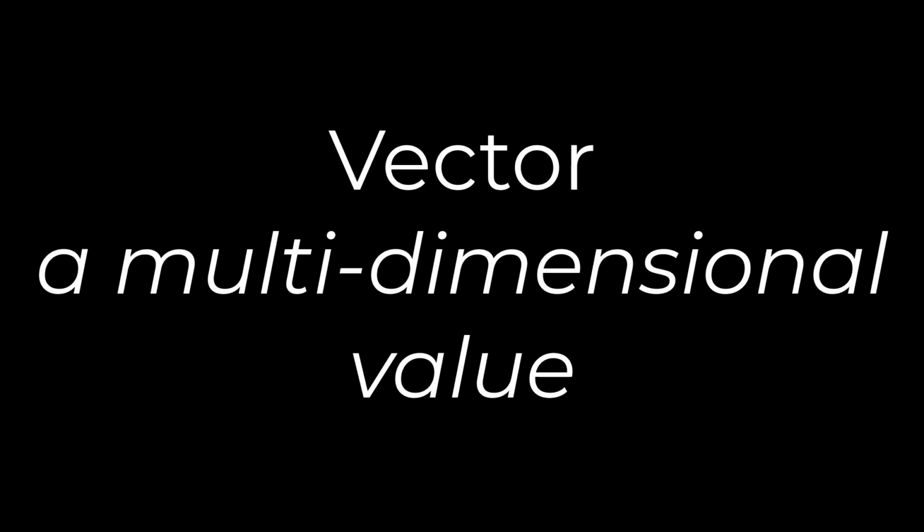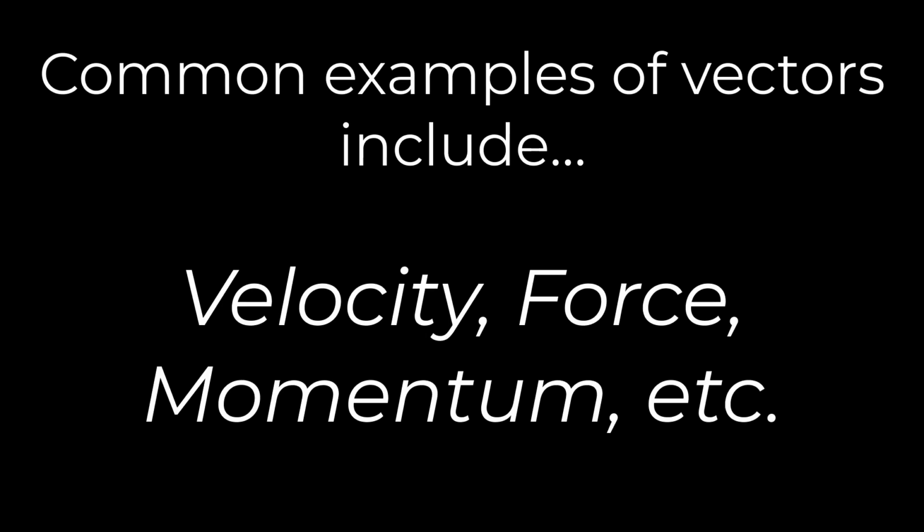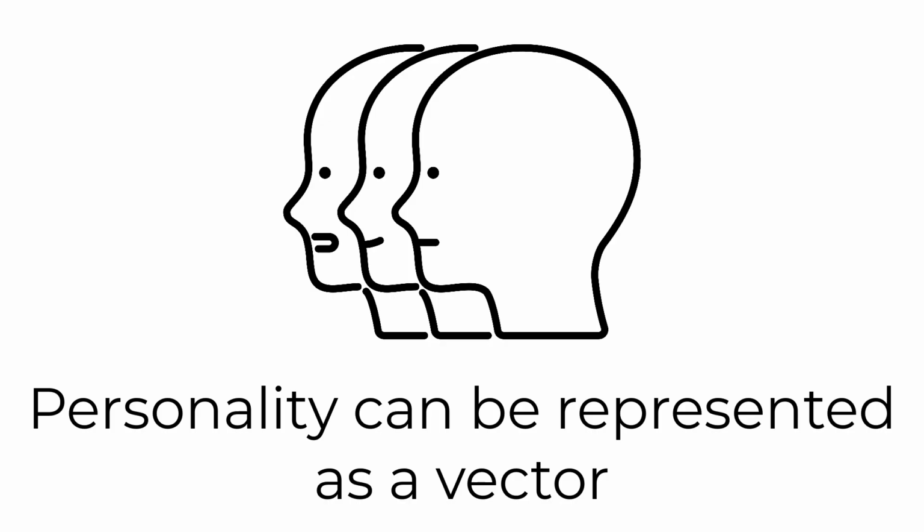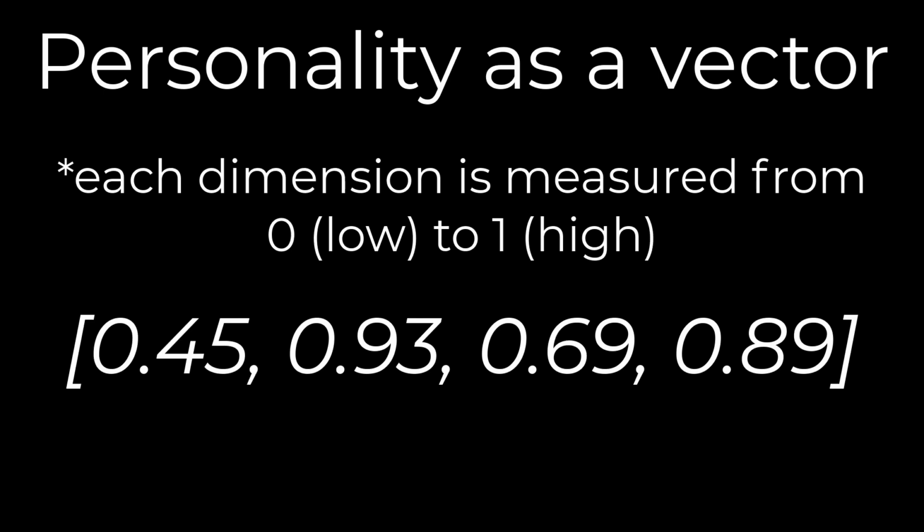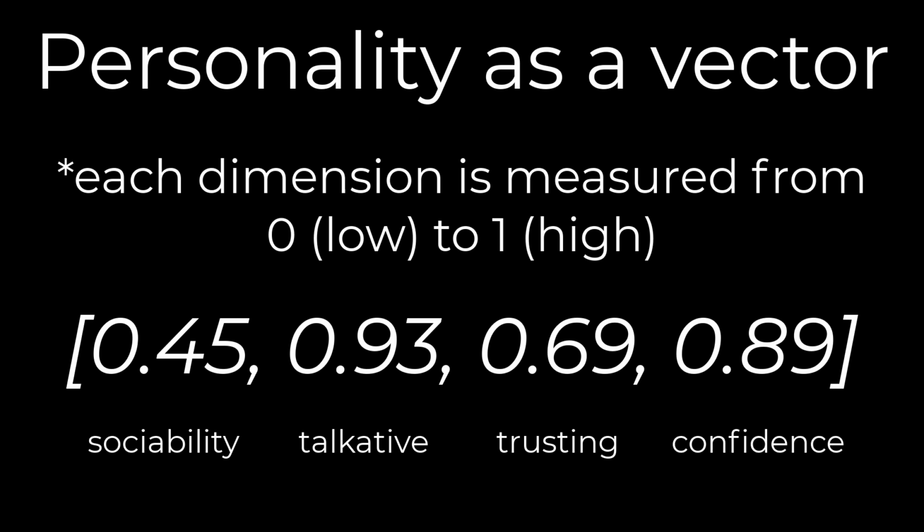Vectors are multidimensional values. You can represent many things with vectors. For example, let's represent someone's personality with a vector. We'll use a 4-dimensional vector and make the first number how sociable they are, the second, how talkative they are, the third, how trusting they are, and the fourth, how confident they are. Hopefully you have a good feel of what a vector is.